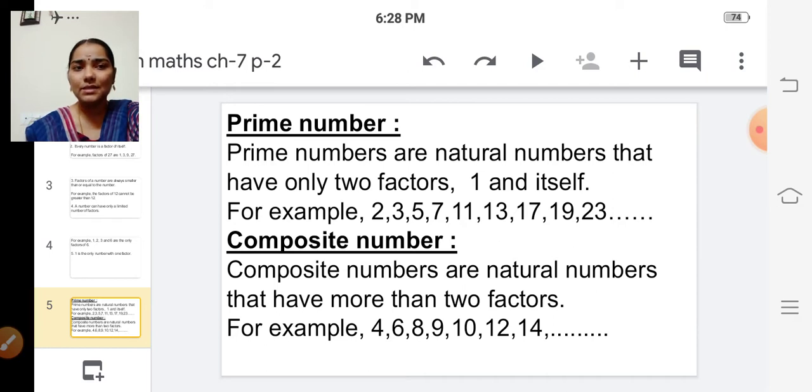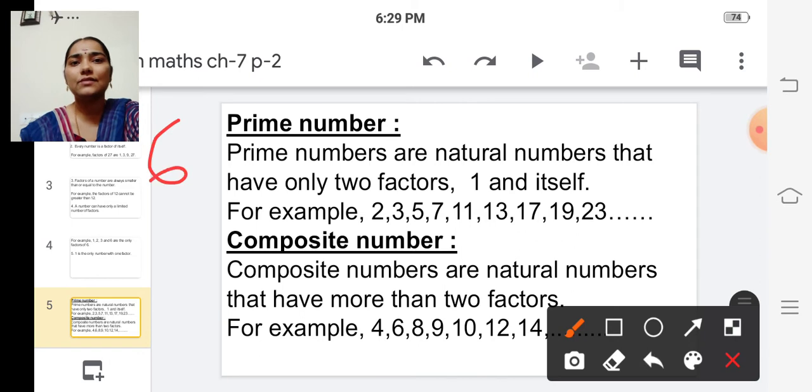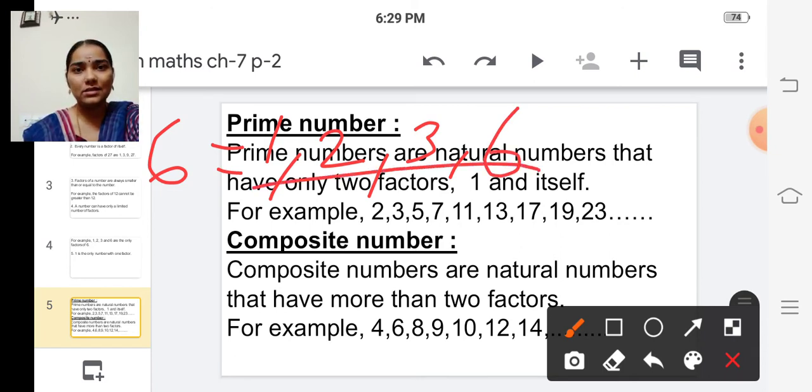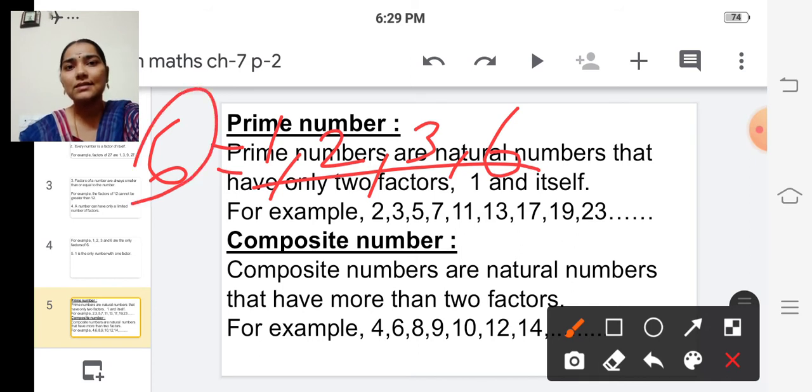So composite numbers are natural numbers that have more than two factors. Just now we have seen 6. If we take 6, what are the factors? 1, 2, 3 and 6, isn't it? So it has more than two factors, because 6 is not a prime number. So composite numbers are natural numbers that have more than two factors.